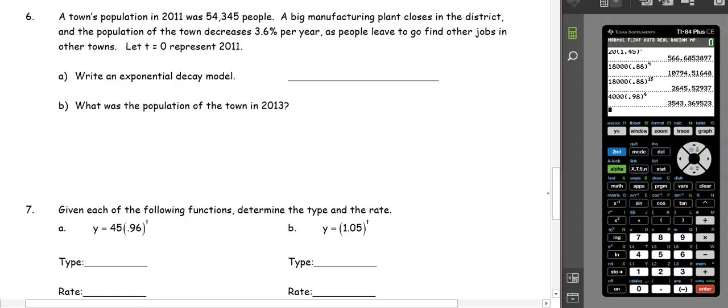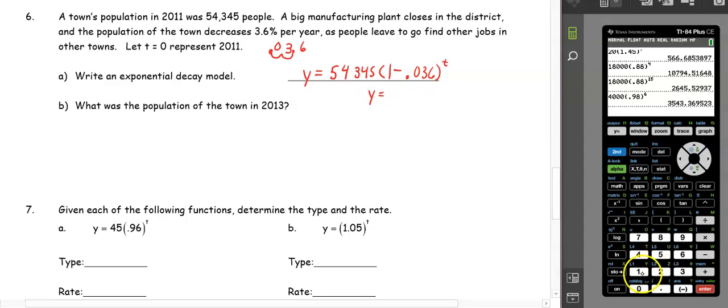A town's population in 2011 was 54,345 people. A big manufacturing plant closed in the district, and the population decreased by 3.6% each year as people left to go find other jobs in other towns. Let T represent 2011. So in our exponential decay, we have y equals, we start with 54,345 people times 1 minus, now 3.6, we're going to move that decimal over. So this time we have 3 numbers after our decimal. So minus 0.036 to the t.